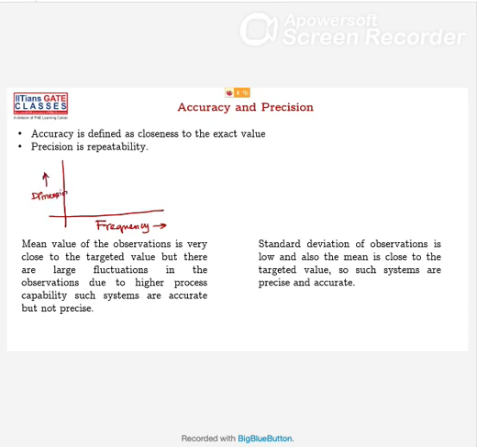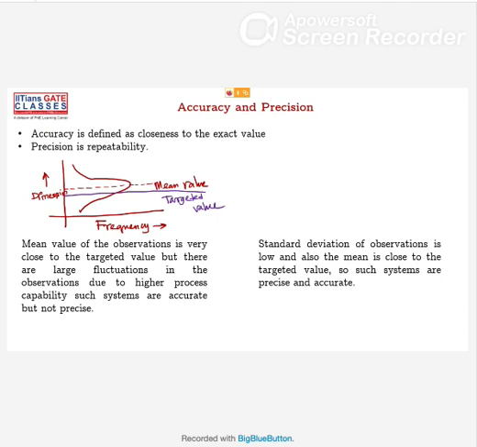So let me draw this graph. If your distribution is something like this, let's say this is your mean value, and the targeted value, the original value, was supposed to be somewhere here. This is your targeted value. See here, the mean value of the observation is very close to the target value, but there are large fluctuations in the observation due to higher process capability.